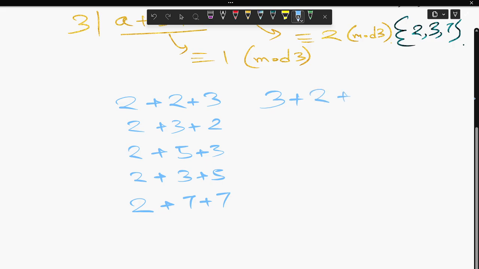3 plus 2 plus 2. That will come from this side. And if we make 3 here, plus 3 plus 7, that will be what? That will be 10. So if we plus 3, then that will be modulo 1. So that can be written as this also.